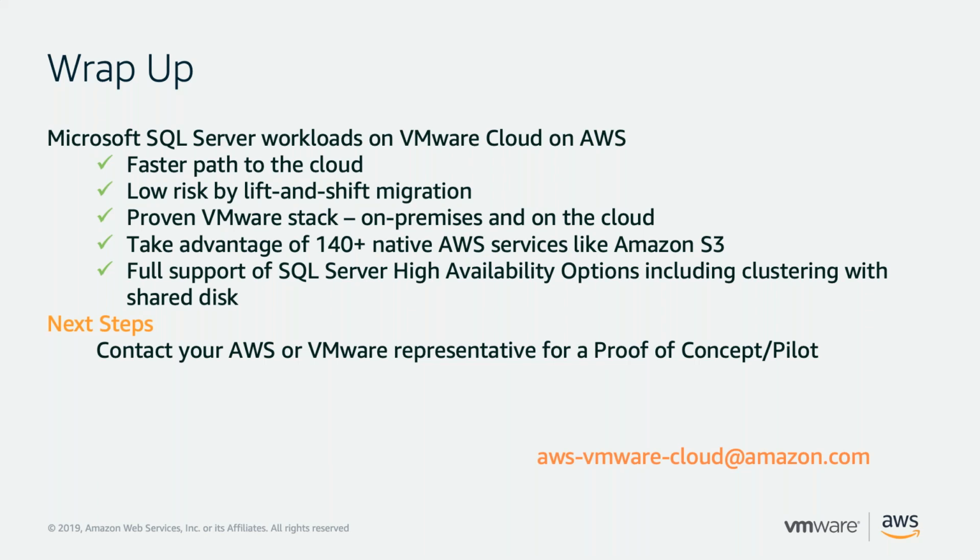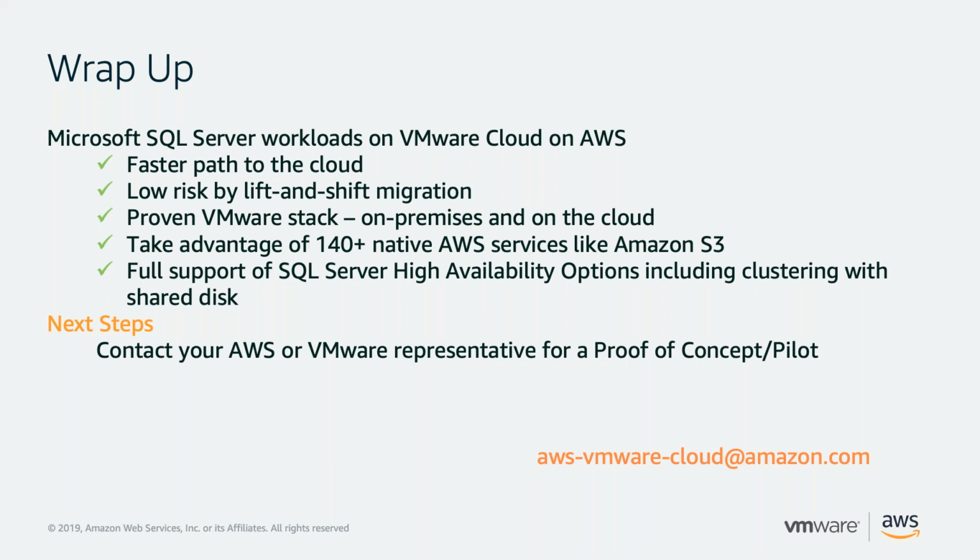There's also full support for SQL Server high availability options, which include clustering and shared disks. So one of the things that you can't do natively on AWS is shared disk and some of the multicast traffic that some of these configurations require. So we're able to do that natively in the VMware Cloud and AWS environment because we can have shared disks, which allows us to set up failover clusters in ways that aren't always possible in the native AWS environment.